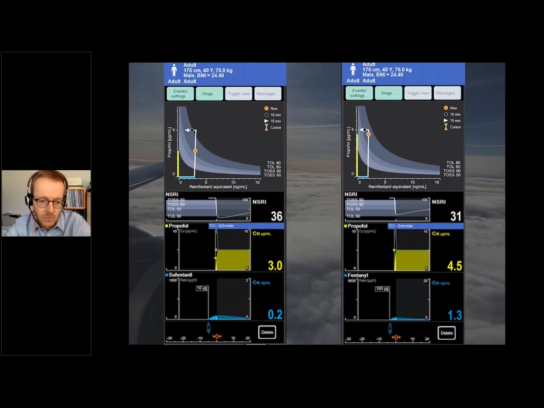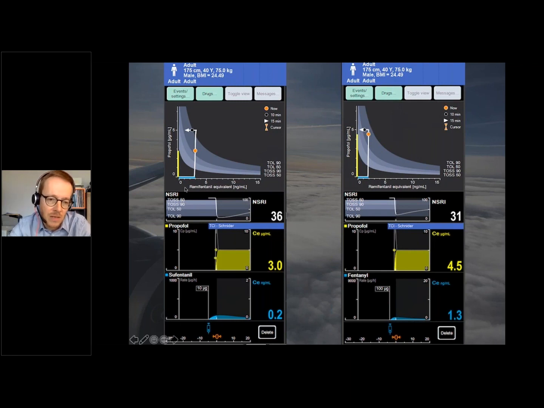If we would give 10 micrograms of sufentanil or 100 micrograms of fentanyl, and then set a target controlled infusion, and we set our target at 5 micrograms per milliliter propofol, then with sufentanil we would only be just above the TOL 90 isobol, and with fentanyl we would not get above the isobol.